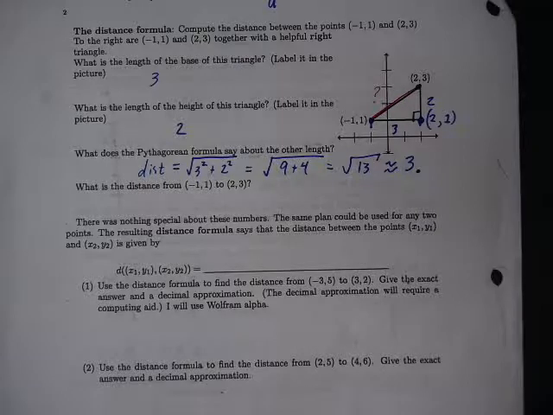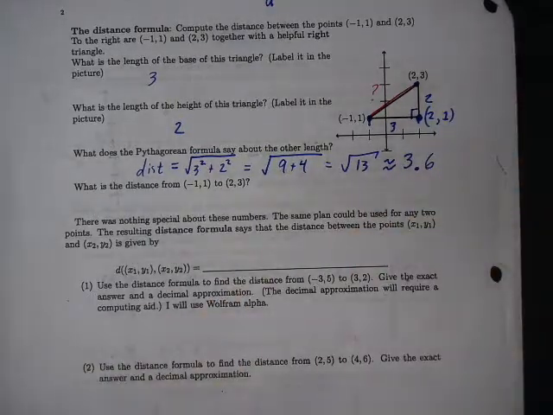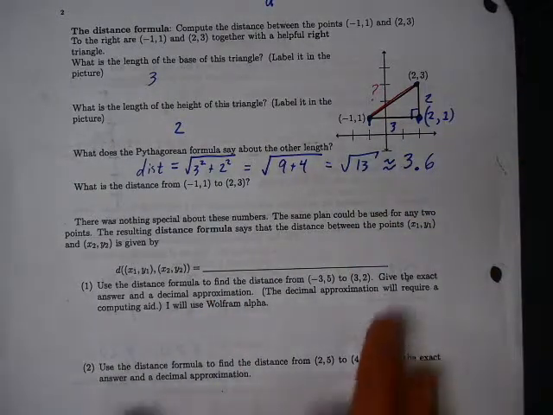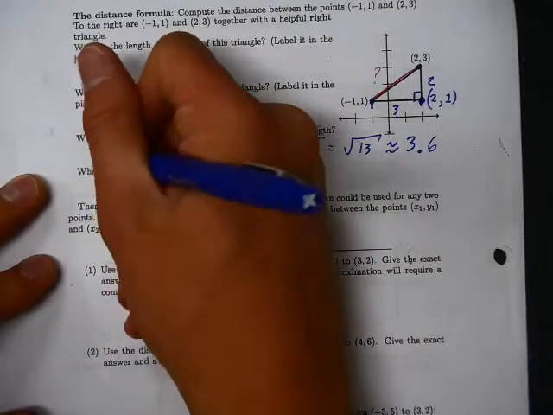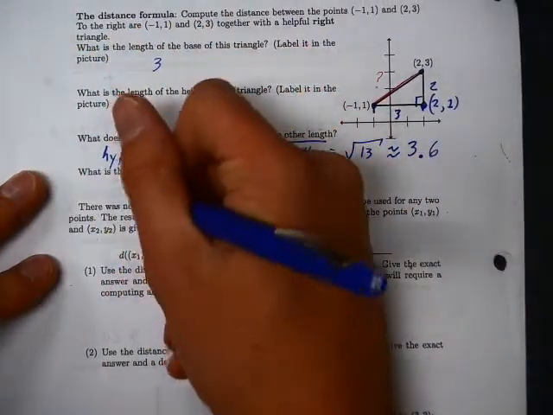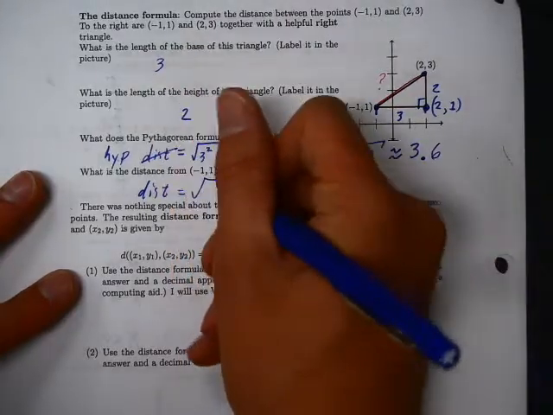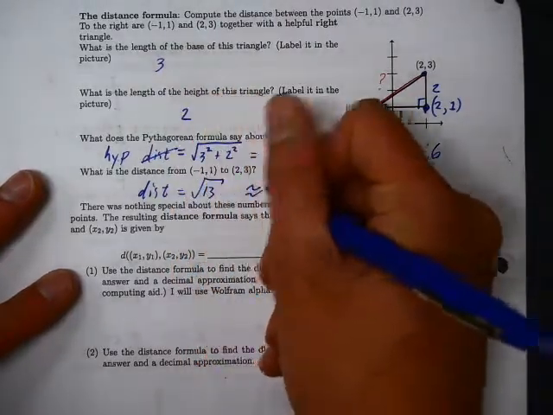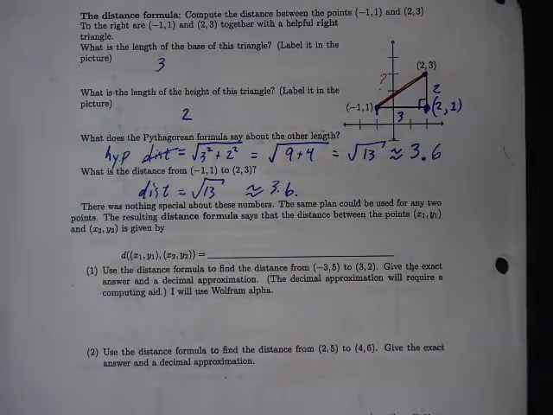I guess it doesn't matter terribly much. 3.6. Cool. 5. That's good enough for me. And so, that tells you what the hypotenuse is, but the hypotenuse was exactly the distance. So the distance between these 2 points is exactly the square root of 13, which is somewhere around 3.6.